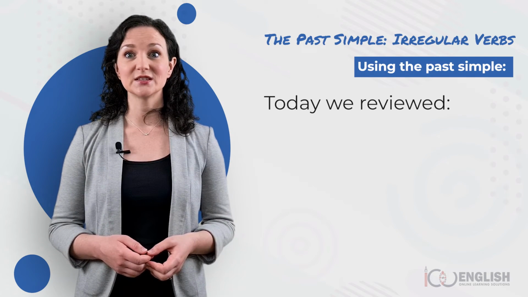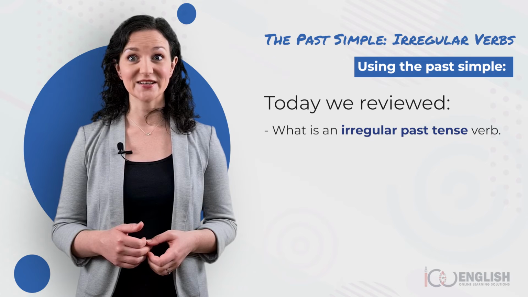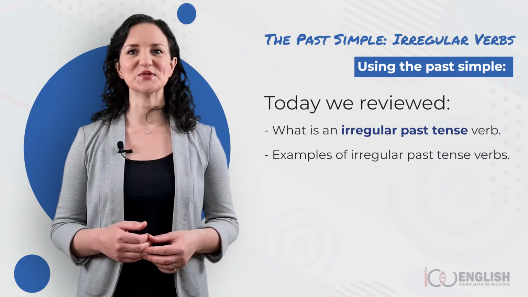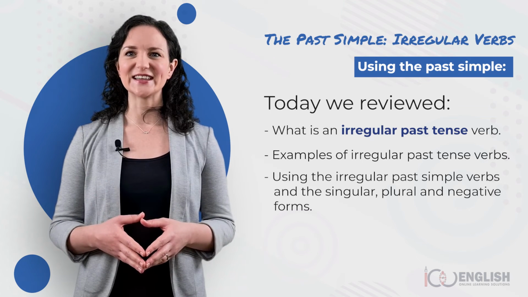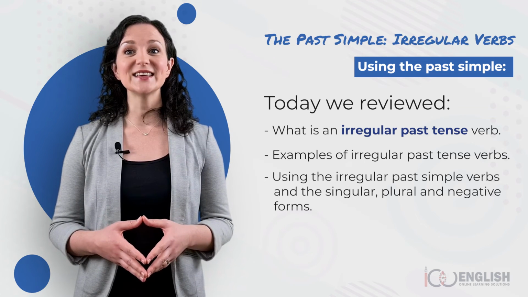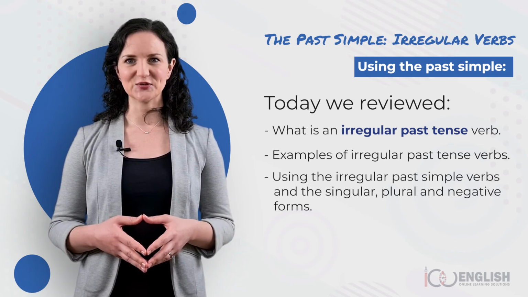Now you know how to use the past simple. Today we reviewed what is an irregular past tense verb, examples of irregular past tense verbs, and using the irregular past simple verbs and the singular, plural and negative forms.